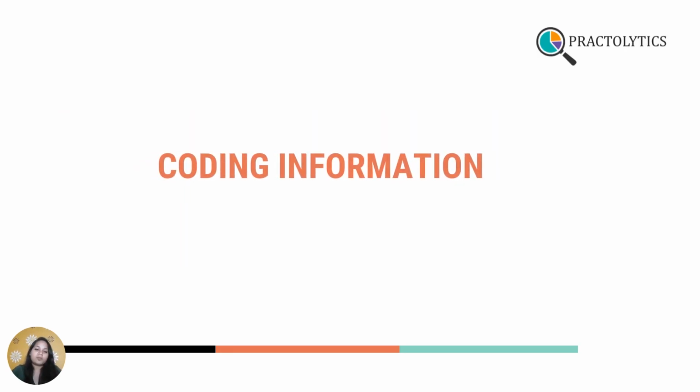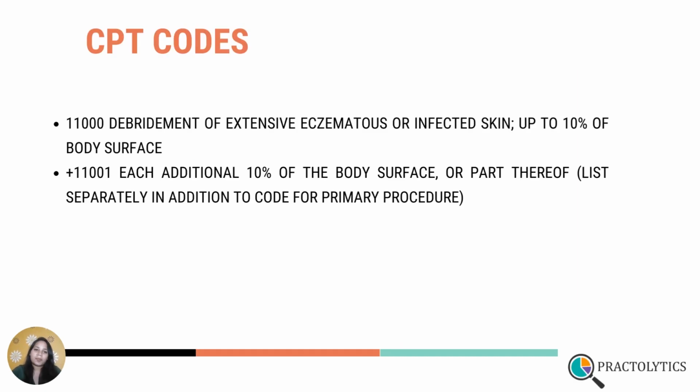Let me walk you through the coding information regarding debridement and the CPT codes, utilization guidelines, and the coding guidelines that are associated with this. Here are the codes: CPT 11000 and 11001. 11000 is to be used if debridement has been performed on extensive eczematous or infected skin up to 10% of the body surface. For each additional 10% of the body surface or part thereof, the CPT has to be used as 11001. If you can see a plus symbol before the CPT, that indicates it's an add-on code. It has to be always associated with a primary code.